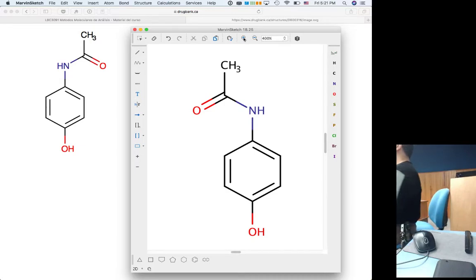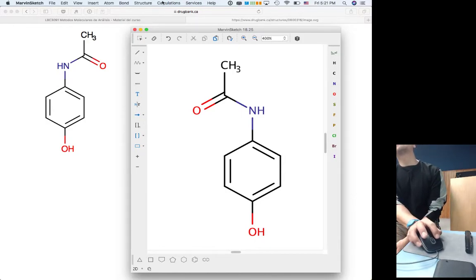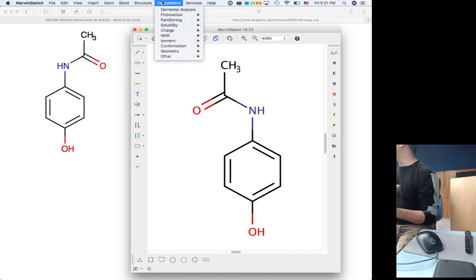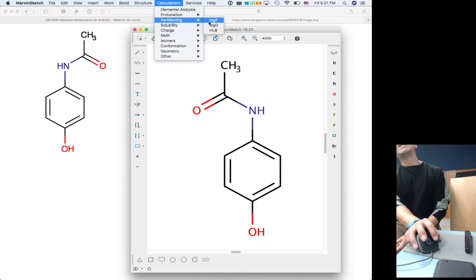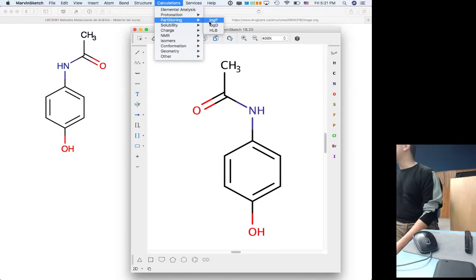Does it look exactly the same? Yeah, but that's a rotation of a single bond. That doesn't matter. Now, what is going to be very useful about this program, now that we have this representation, is that we can use the calculations. And these calculations, as you saw in DrugBank, should reproduce those calculated values. So if we didn't know that this was Tylenol or this molecule was not represented in DrugBank, we could go here and actually click on the log P and estimate that log P. So go to calculations, partitioning, and click on log P.